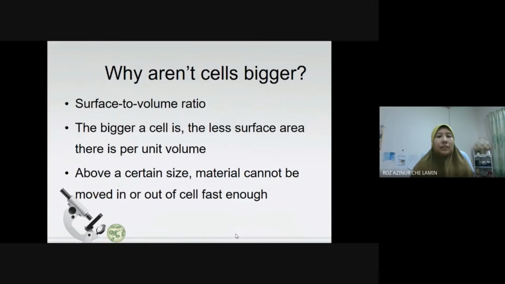Why aren't cells bigger? It is due to the surface to volume ratio. The bigger a cell is, the less surface area there is per unit volume. So above a certain size, material cannot move in or out of the cell fast enough.